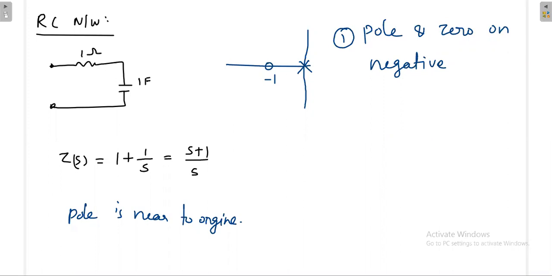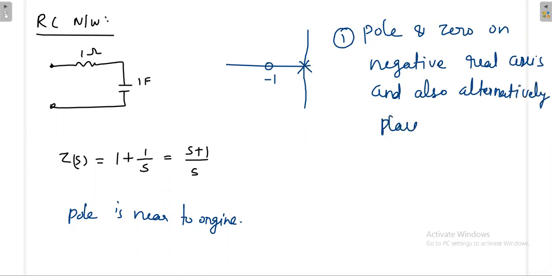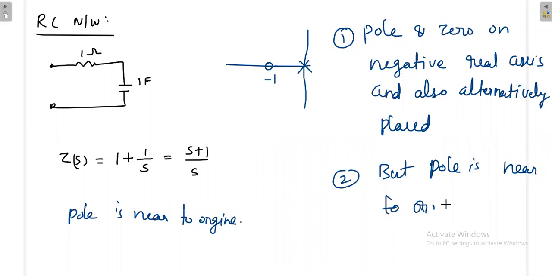Negative real axis, and also alternatively placed, but which one will be near to the origin? The pole is near to the origin. Near to origin means in this case the pole is exactly at the 0 point.